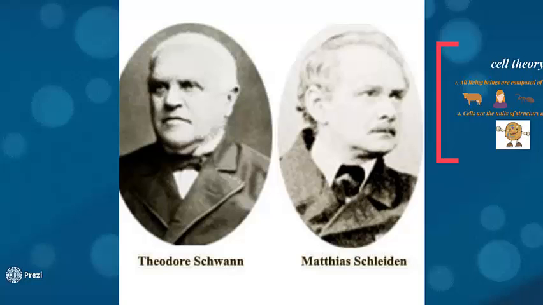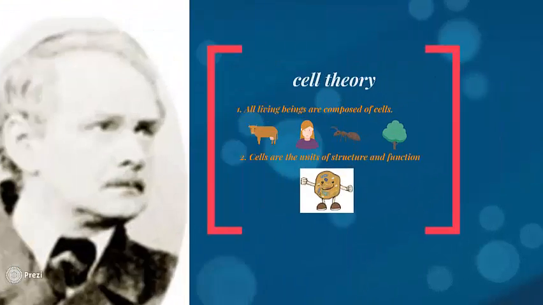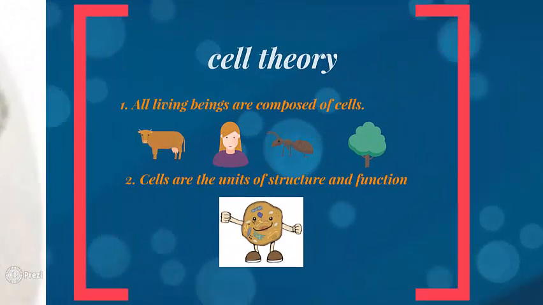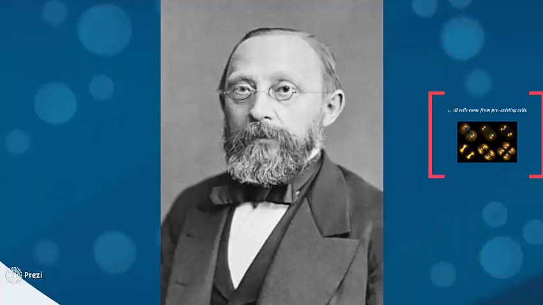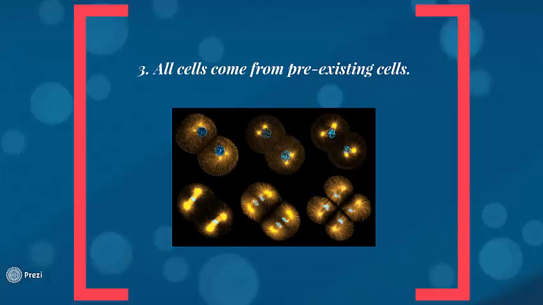In 1839, Theodor Schwann and Matthias Schleiden were the first to launch the cell theory. The theory postulates that all living beings are composed of cells, in this case animals, persons, and plants. The second postulate is that cells are the units of structure and function. In 1858, Virchow adds a third postulate: cells come from pre-existent cells.